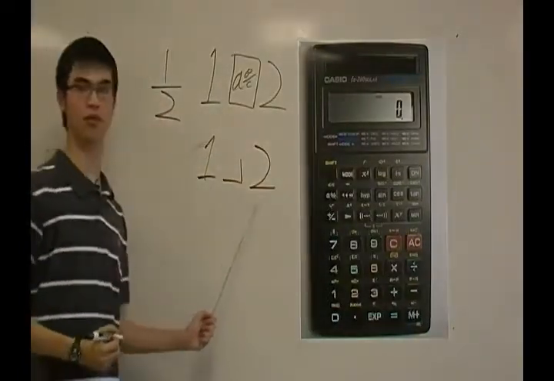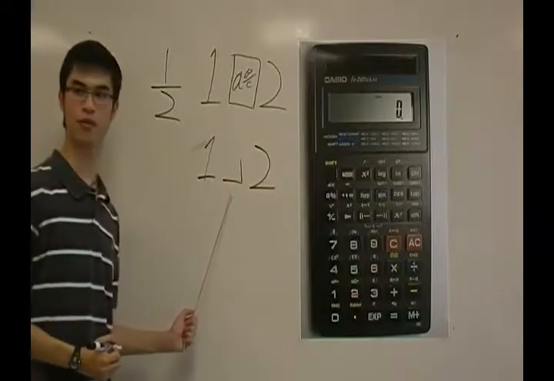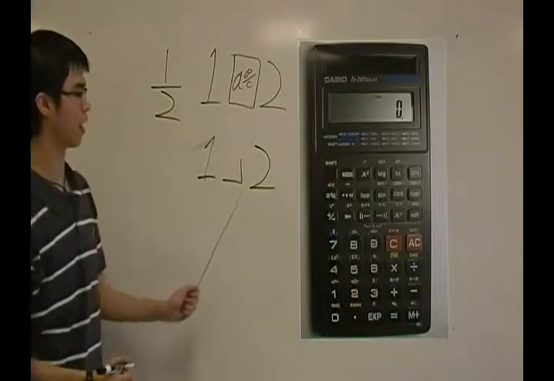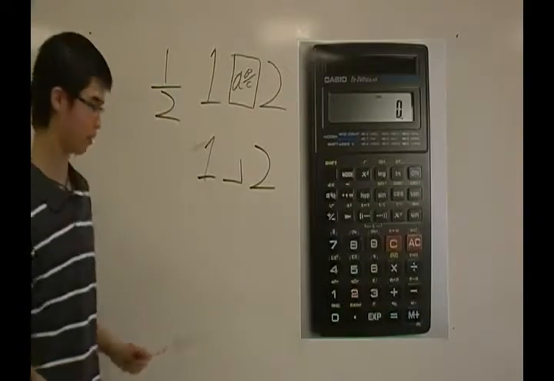What you'll see on the screen should look something like this. It should look like that on the screen, with a little half square in between the 1 and the 2. That is equivalent to that on the calculator.